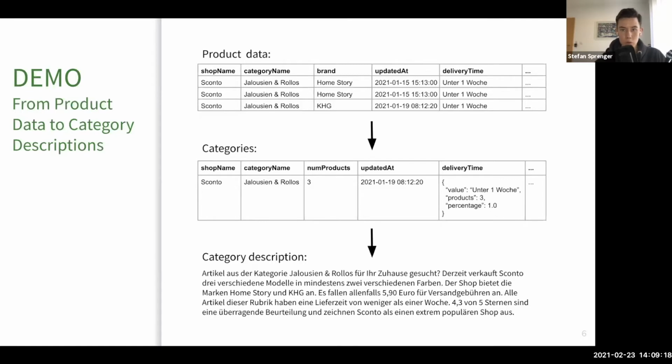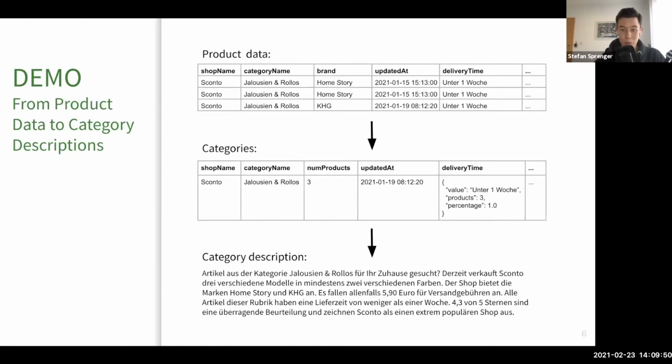And what we can do when aggregating the products is we can also determine aggregate values, such as the number of products featured in that category, the last time products featured in that category have been updated, or also aggregate values, as you can see for the delivery time, where we show which values are present in this category and how they are distributed.